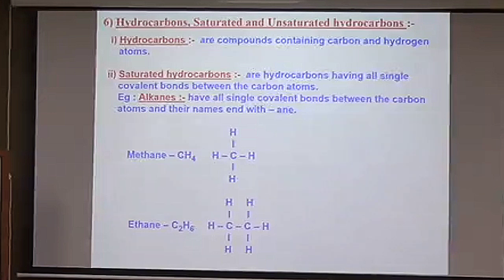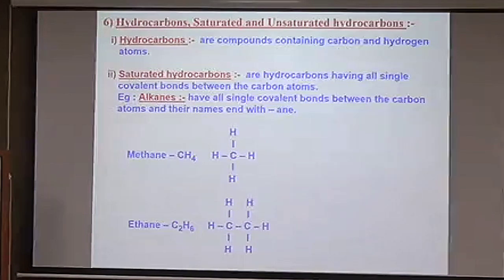Then the second one will have 2 carbon atoms, and the carbon atoms should join together by a single bond because it's a saturated hydrocarbon. So here you can see that the next one is C2H6, that is called ethane.